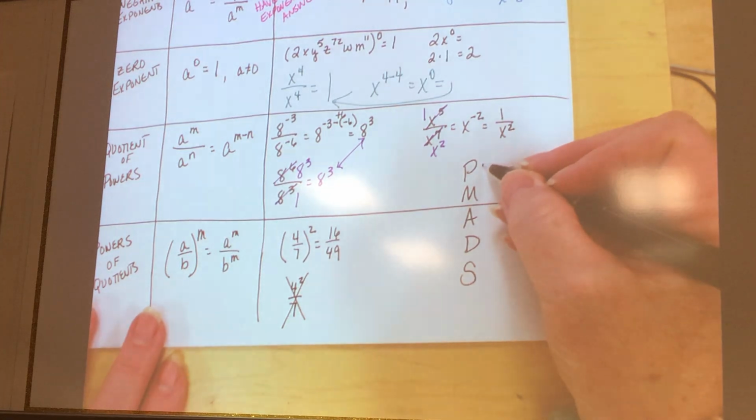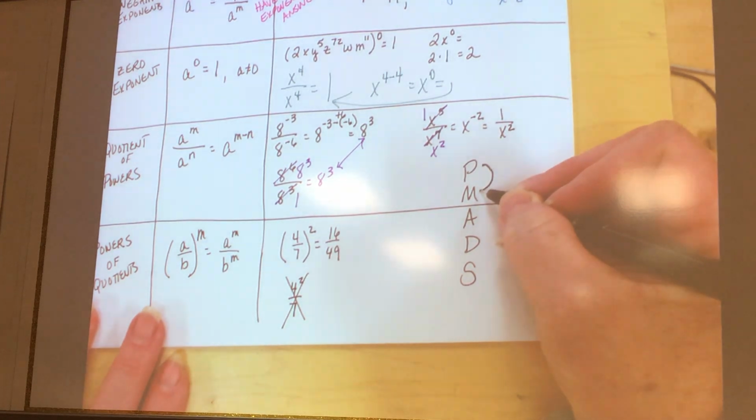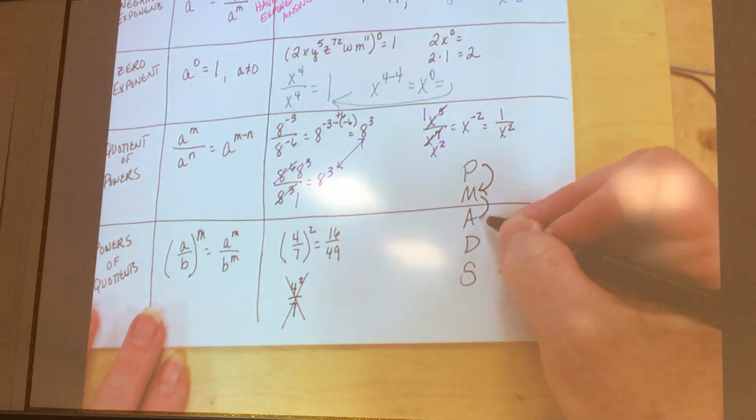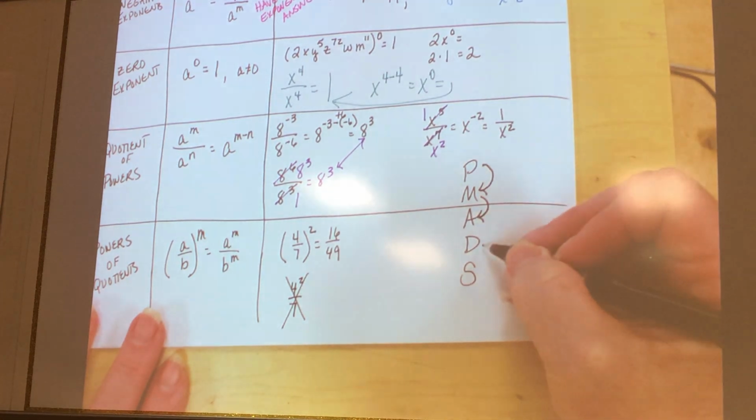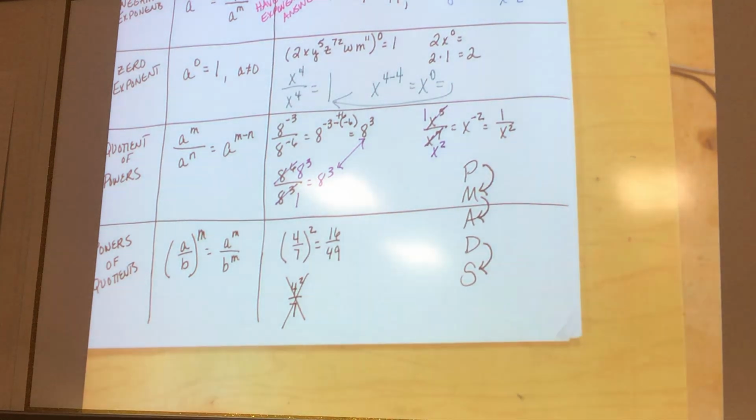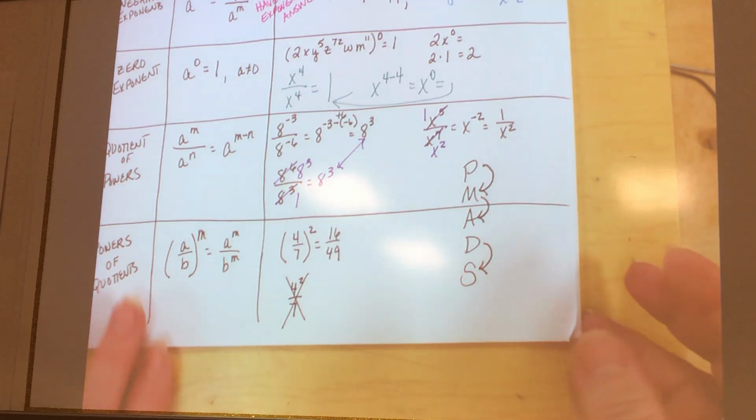Powers to powers, what do you do with your exponents? Multiply. When you multiply, what do you do with your exponents? When you divide, what do you do with your exponents? It's just a little acronym thing that I put on my paper, and then when I'm doing something, I can look back up there. Because it is weird that when you multiply, you add your exponents. When you raise a power to a power, you multiply the exponents. So it's a little bit strange.